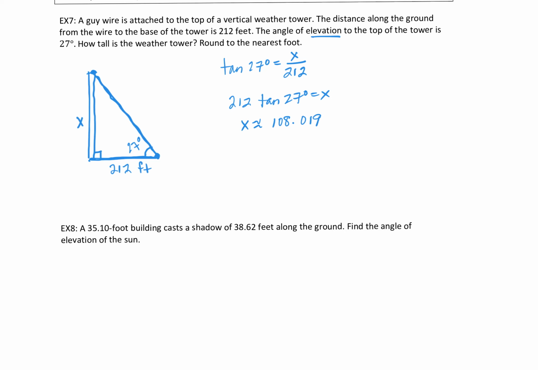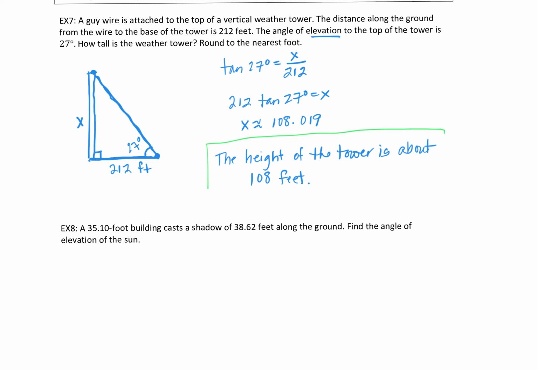Typically, we would write a sentence answer. The height of the tower is, and I'm going to use about because we rounded, 108 feet. The height of the tower is about 108 feet tall, but I'm just going to leave it as 108 feet. So there's my sentence answer.